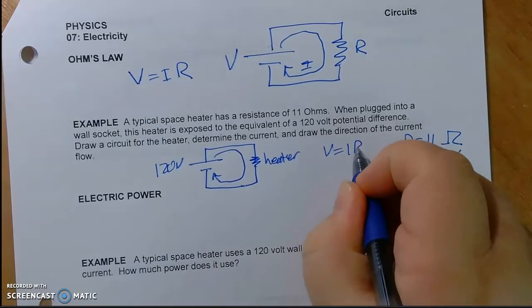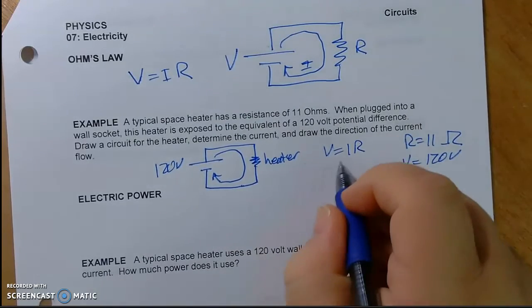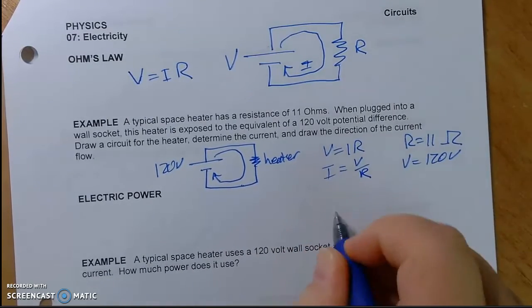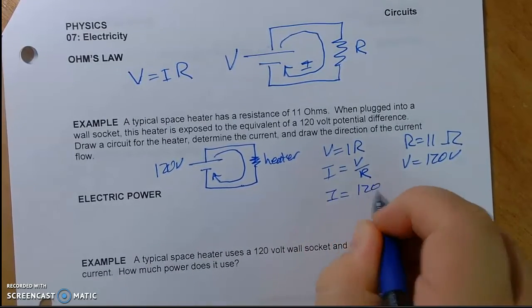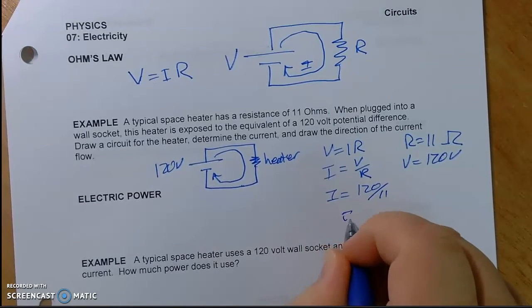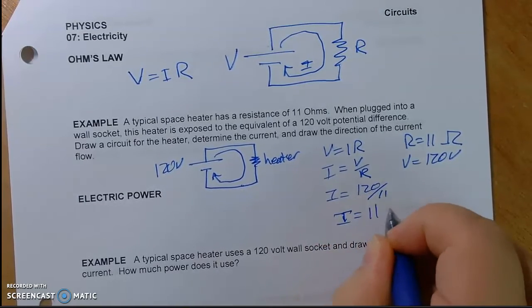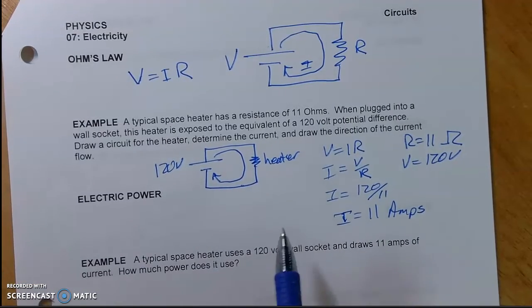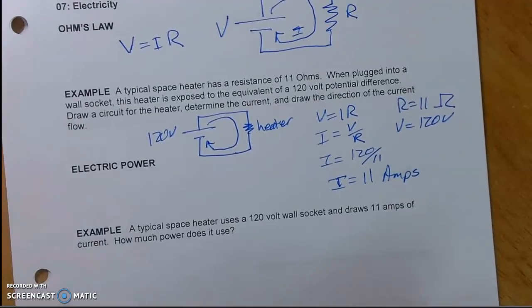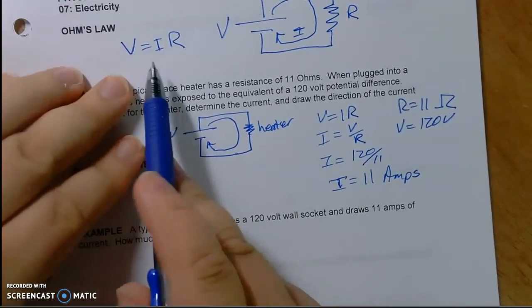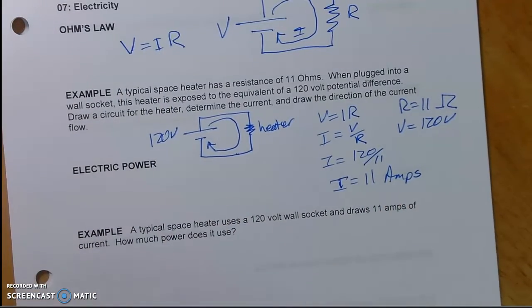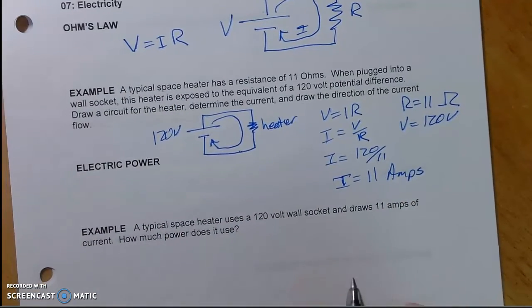So we use Ohm's law. Solving for current, we divide both sides by R. We get V over R. I equals 120 divided by 11, leaving us with 11 amps. So we have 11 amps coming from this heater. And Ohm's law is very simple. Two things multiplied together gives you V. Y'all can handle that. I'm not too worried about that.